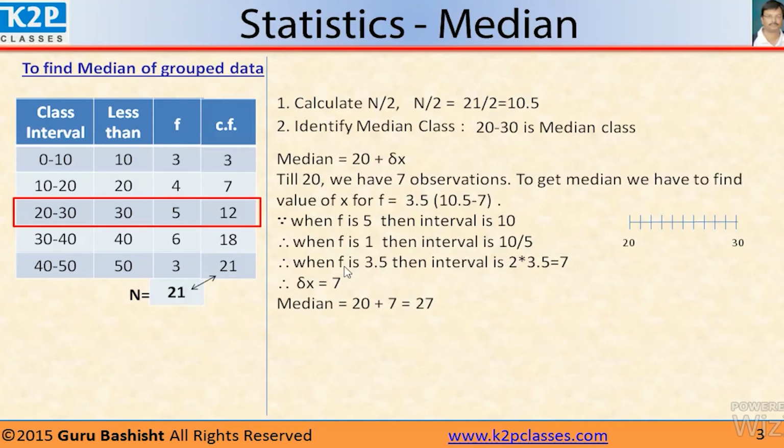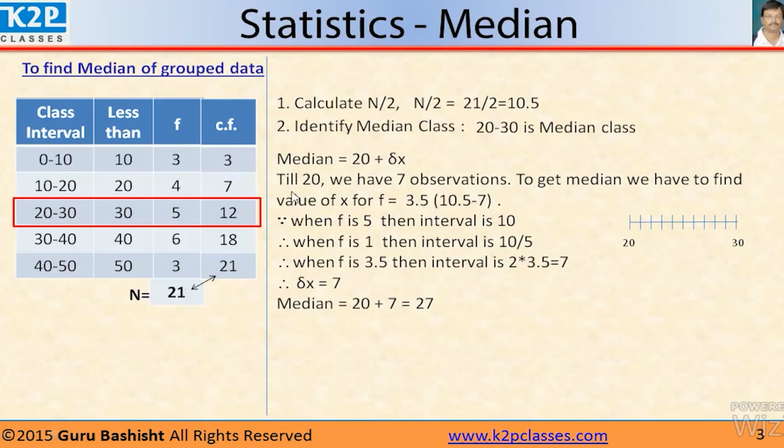The median will be more than 20 and less than 30. So how much more than 20? It is more by delta x. So the median will be 20 plus delta x. Till 20, we have 7 observations, that means between 0 and 20 we have 7 observations. To get the median, we have to find the value of x for the frequency 3.5.